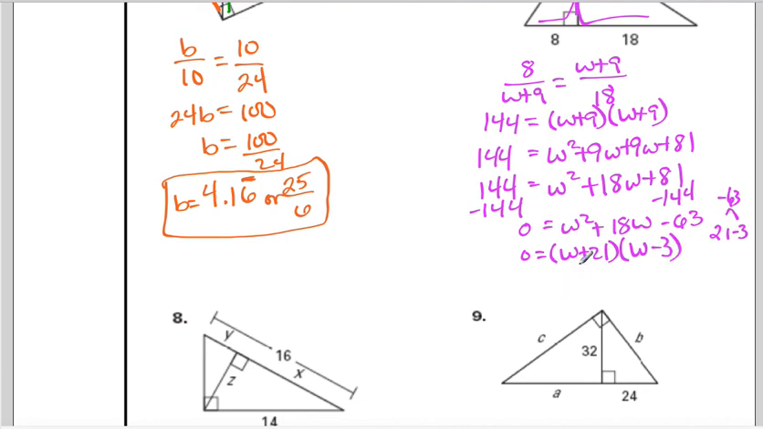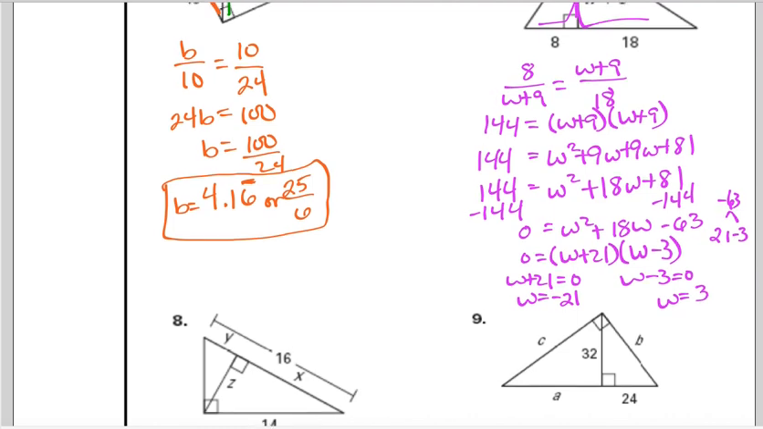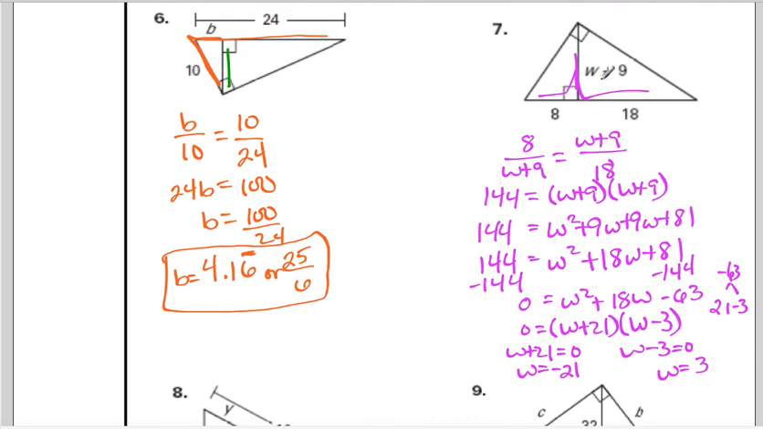As you're solving this, w plus 21 will equal 0, which means that w could be negative 21, or w minus 3 equals 0, which would mean that w could equal 3. So there's two answers, negative 21 and 3. Of course, if I plugged in a negative 21, I'd get a negative value for this altitude. So the negative answer doesn't make sense in this situation, and we only want to keep w equals 3.